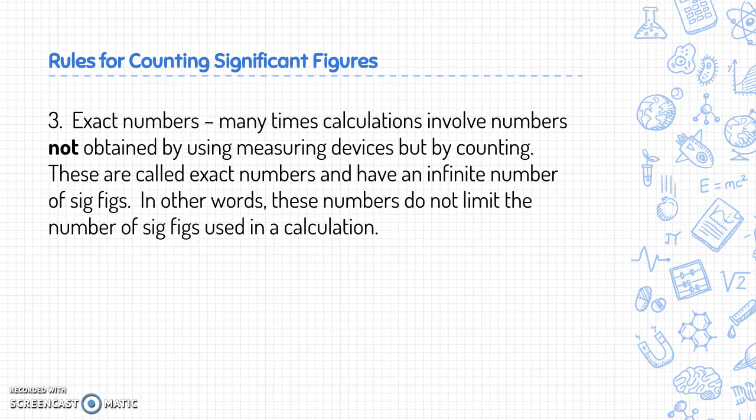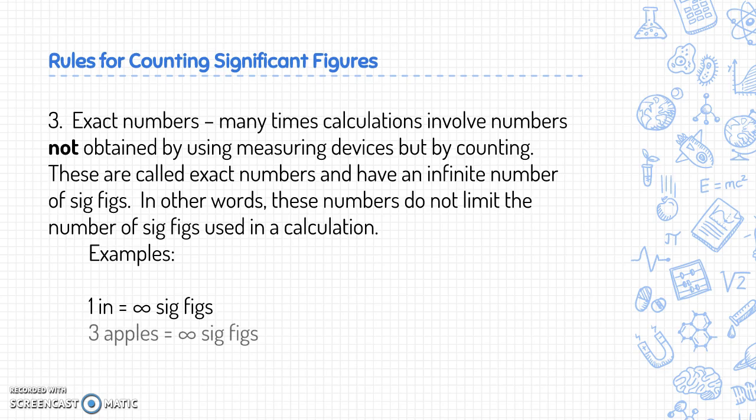Exact numbers. Many times calculations involve numbers that are not obtained by using any measuring devices, but by counting. Those are called exact numbers, and they don't count toward our number of significant figures in a calculation. So they're considered to have an infinite number. For example, if you're using 1 inch is equal to 2.54 centimeters, or in 1 foot there are 12 inches. Those are conversion factors. Those are not found, or they don't count towards significant figures.